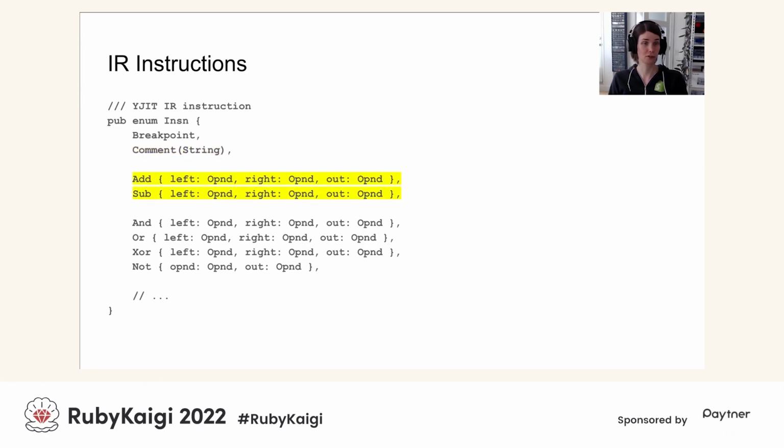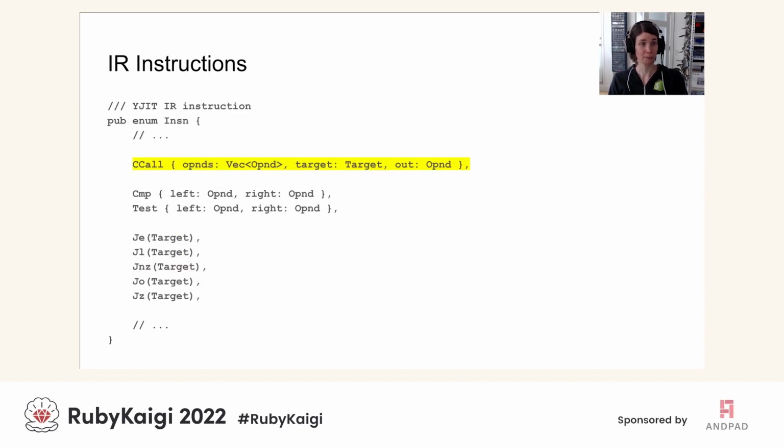We have instructions such as add and subtract, which have two input operands and one output operand, and this behaves as you would expect. We have bitwise operations such as AND, OR, XOR, and logical negation. We have an instruction called ccall, which takes a list of operands and performs a C function call. We use this to call into the CRuby interpreter.